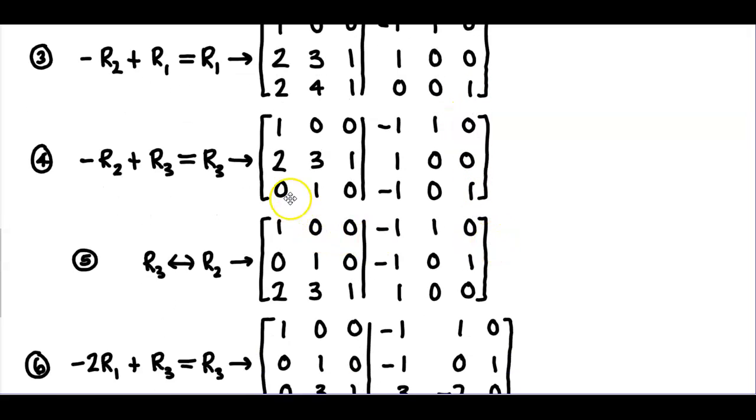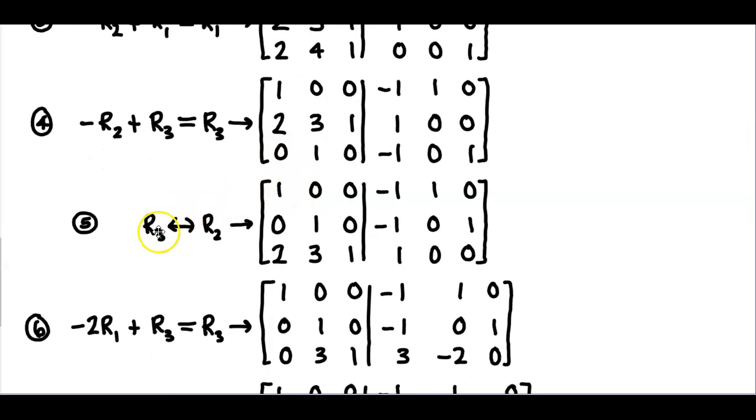Okay, so now, since we have a 0 here and a 0 here, and we want this 1 to be in the middle, we can interchange row 3 and row 2. So interchanging row 3 and row 2, now row 2 is going to be 0, 1, 0, negative 1, 0, and 1. And now row 3 becomes 2, 3, 1, 1, 0, 0.